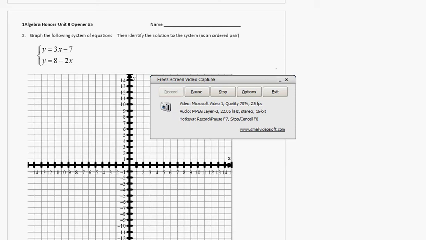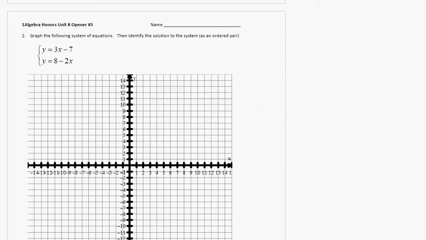Greetings and welcome to Unit 8 Opener number 5, where we'll be solving a system of equations by graphing. Both of these equations are in slope-intercept form, so they should be pretty quick and easy to graph. I'll do the first one using a blue line.